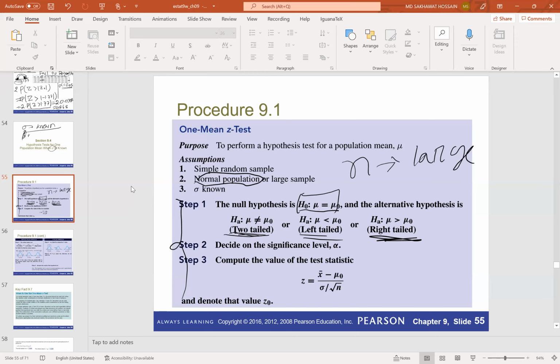So step two is decide on the significance level. The first thing is you will write the null and alternative, and you will determine the tail of the test. Step two is decide on the significance level, alpha. So that means you have determined the value of alpha. And step three is compute the value of the test statistic, which is z equals x bar minus mu0 over sigma over square root of n. Usually we denote it by z observed, or you can say z0. This is the test statistic.